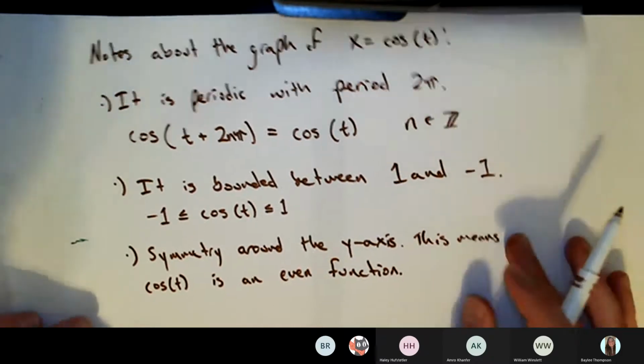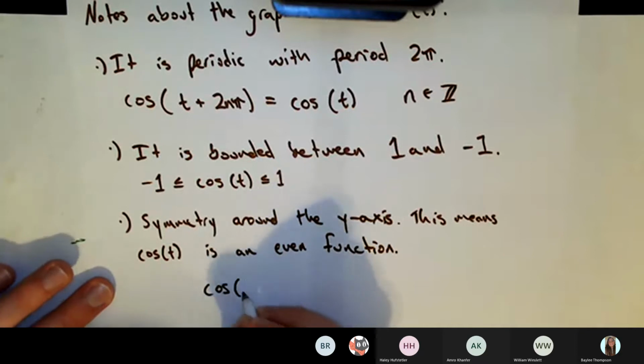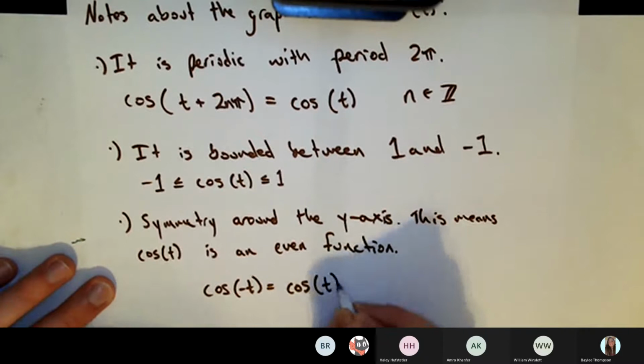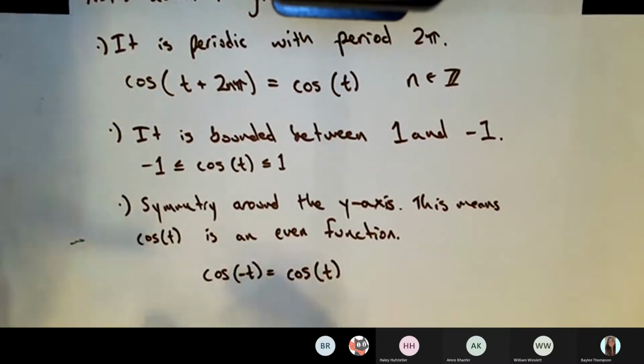And what does it mean if it's symmetric around the y-axis? It means that if you plug in a negative t value, cosine doesn't care, it just outputs the exact same thing it would for that positive value. So if you look at the graph, cosine of negative pi on 2 is the same as cosine of pi on 2. It's an even function. All right.